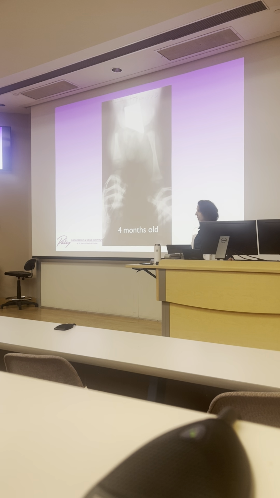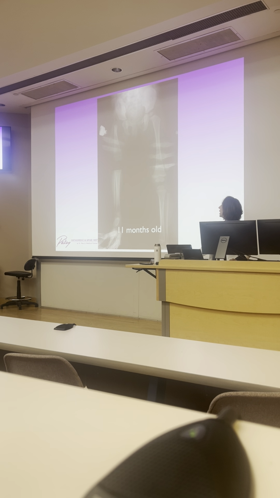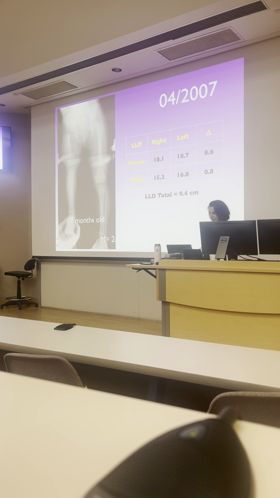Okay, so now you see she's 4 months old here, and you see that they're not growing at the same rate, right? And she's 11 months old here, and you see that discrepancy increasing. Okay, so in 2007, she had her super hip. She had that in Baltimore because we were not here yet. Dr. Paley was still up at the Rubin Institute in Baltimore.